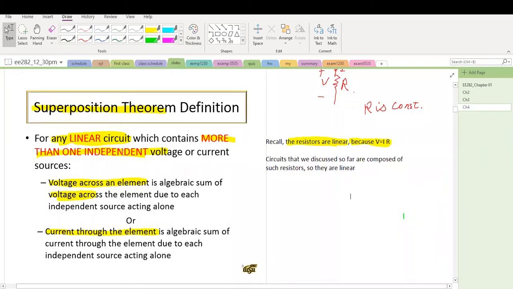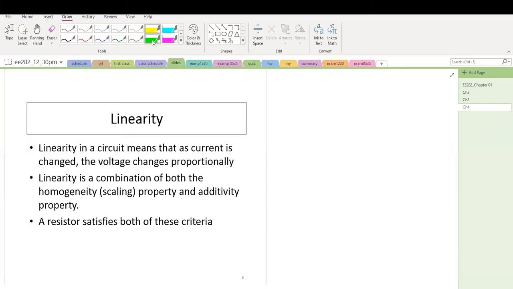Superposition theorem is applied to linear circuits. Then what is a linear circuit? Linear circuit means that the current is proportional to the voltage. So when the current changes, the voltage changes, but they change proportionally. So let's look at the example here.